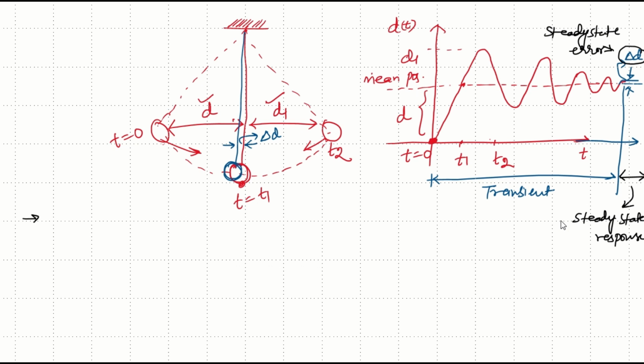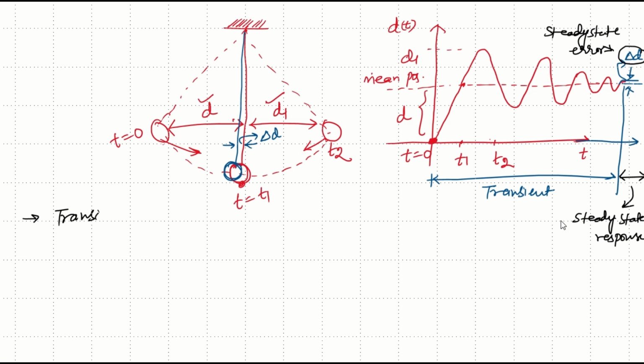So let me summarize once again here. The transient response is the response until there is a dynamic change in the output with respect to time, and after the transient time, when the response stabilizes, we get the steady state response. So this is how we can classify the different time responses of a control system.